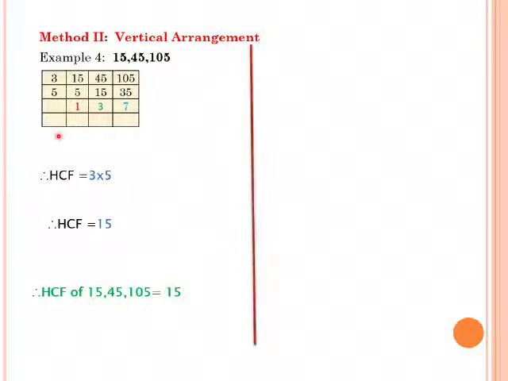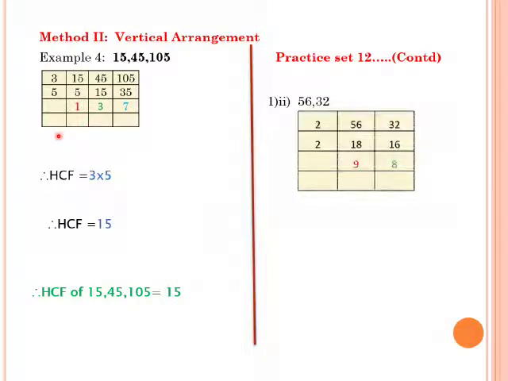The next sum, we go for practice set 12 only, which is a continued session of what I have done earlier. Second sum over there, 56 and 32. So first find the factors of 56 and 32 by vertical arrangement. Now when you write 56 and 32, both these are even numbers and 2 is a common divisor to both. So when you divide, you get 28 and you get 16.